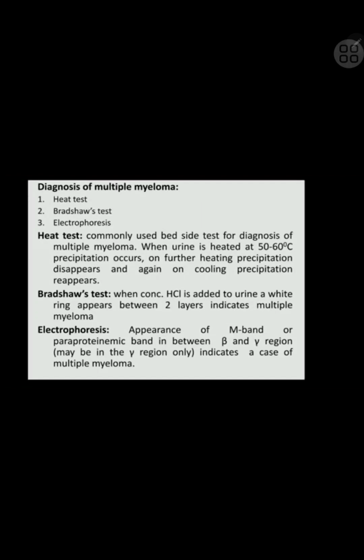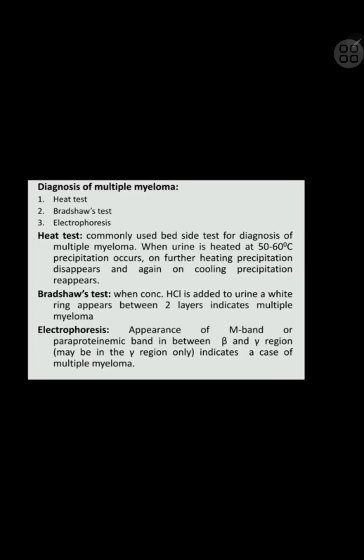Coming to diagnosis of multiple myeloma. Number 1, heat test. Number 2, Brag shot test, and electrophoresis. Heat test is a commonly used bedside test for the diagnosis of multiple myeloma. When urine is heated at 50 to 60 degrees centigrade, the precipitation occurs. On further heating, precipitation disappears, and again on cooling, precipitation reappears.